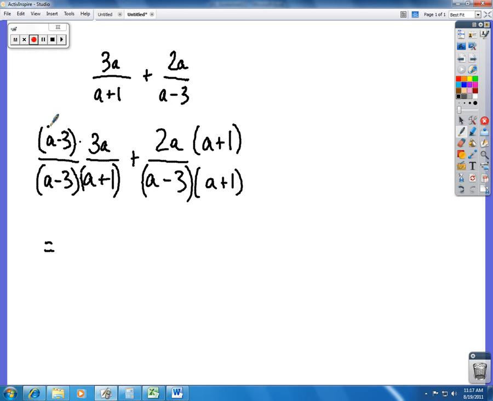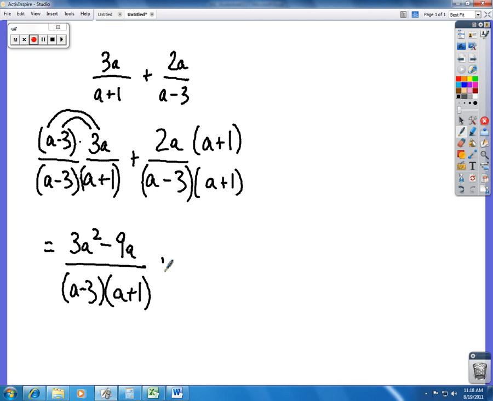So if I do my multiplication, I've got a times 3a, which would give us 3a squared. And I've got negative 3 times 3a. That would give us a minus 9a. That's all over the a minus 3 times a plus 1. And we've got a plus sign here.